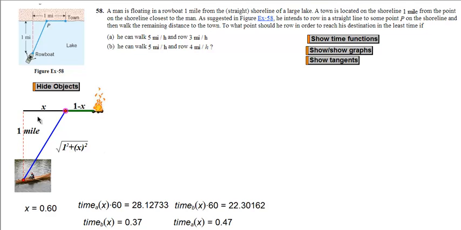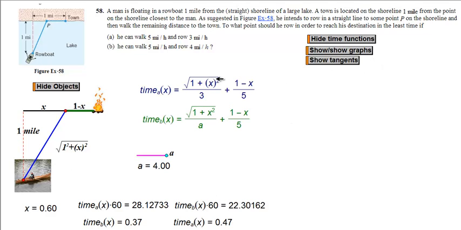So just using the Pythagorean theorem, the distance that he has to row is the square root of x squared plus 1, which is right here. And so the time is always equal to the distance divided by the rate, right? So in this case, this is the square root of 1 plus x squared. That's this blue part here. That's the distance divided by the rate.